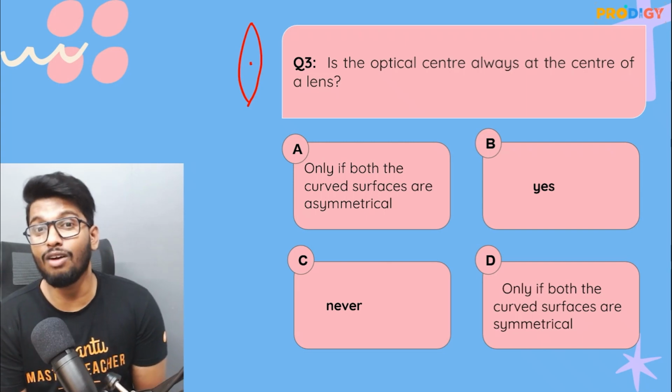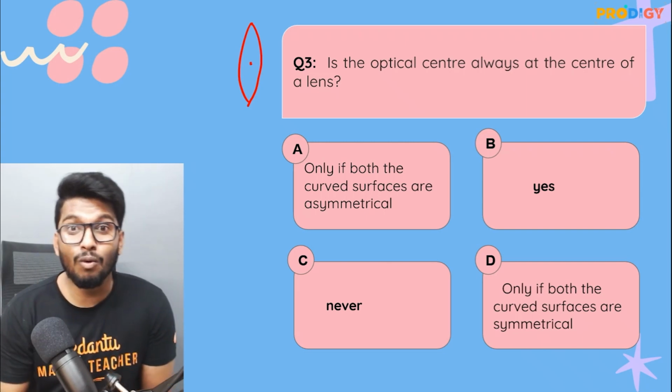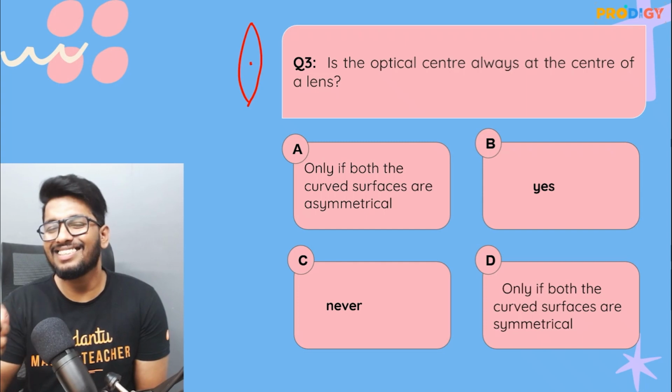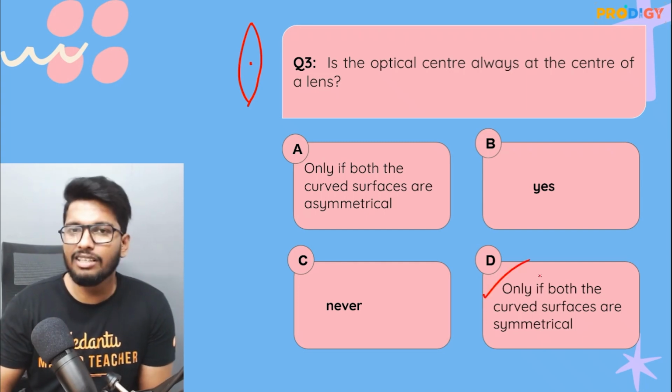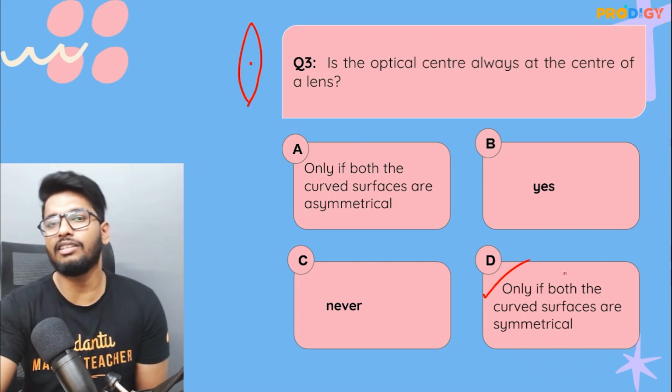Or a concavo-convex lens? Or a convex or concave lens? Would that still be in the center? No, it will not. As long as it is symmetrical, then it will be in the center.